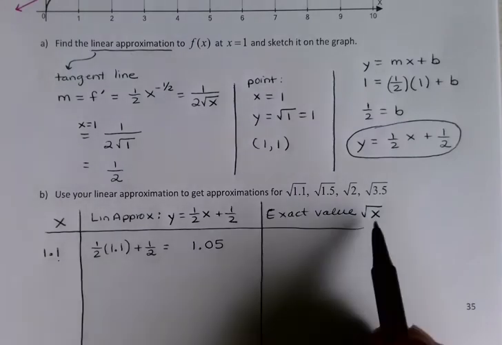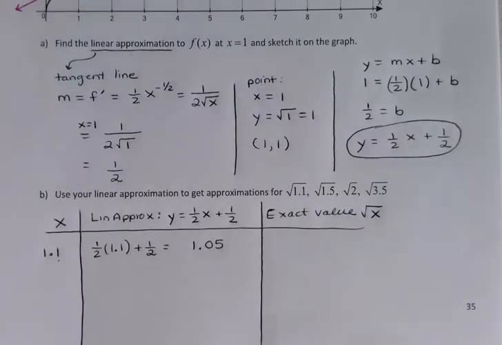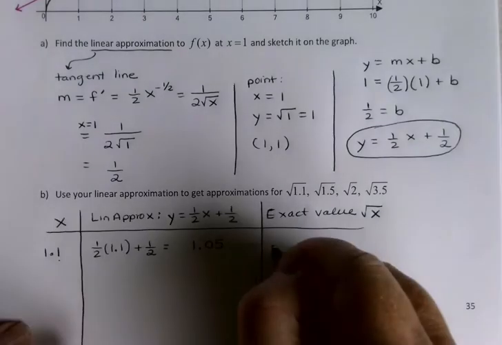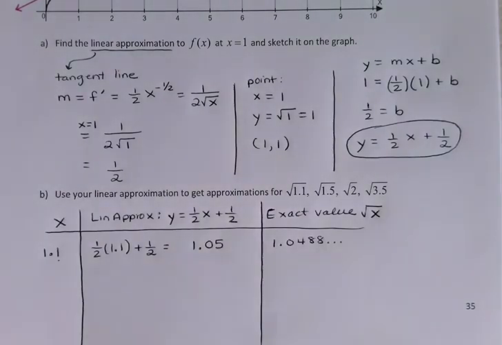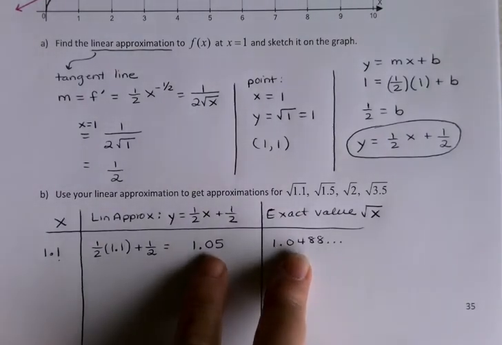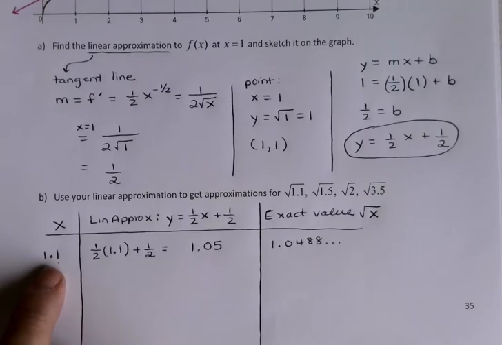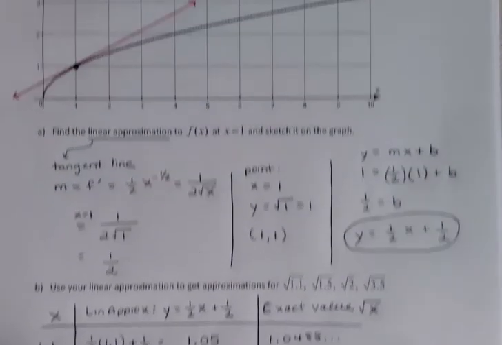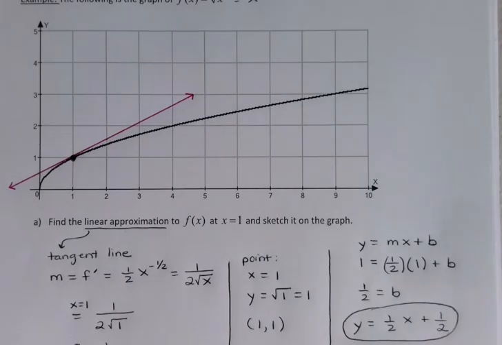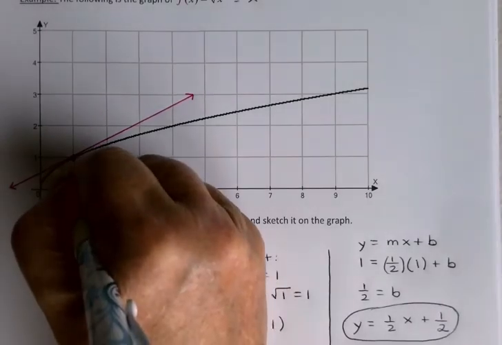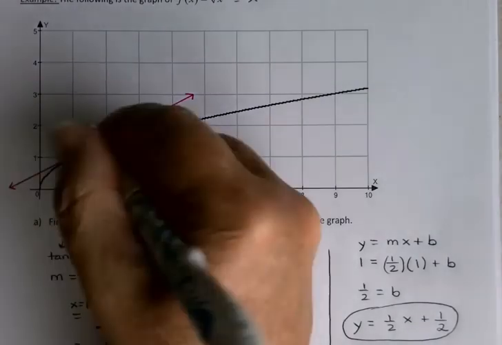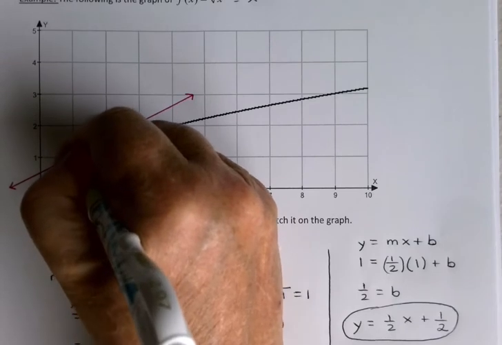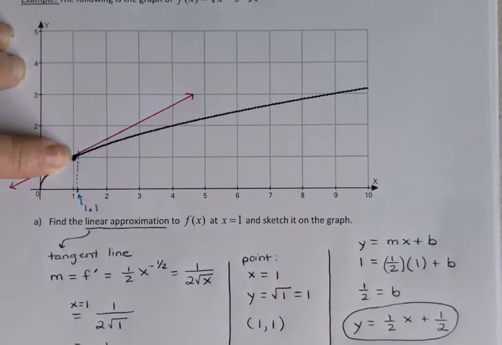If I plug the 1.1 into the actual exact value, so the square root of 1.1, I get 1.0488, etc. And so you can see that the linear approximation was really darn good, right? Very, very close to the exact value. That's not surprising because 1.1 is really close to our point of tangency, right? 1.1 would be around here. And so at that point, my tangent line and my curve are very, very close together.